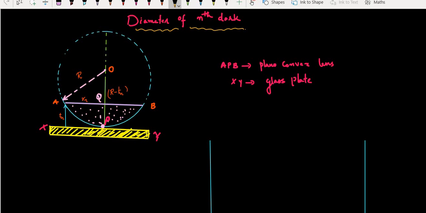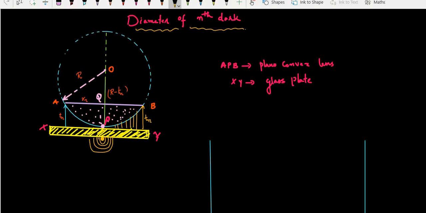APB is our planar convex lens, which is a part of the circle centered at O. Here OA, OP and OB are the radius, which is generally known as the radius of curvature of the lens, and this XY is representing the glass plate. At the point of contact P, we have the dark spot, and as we move away from this point, the thickness of the air film gradually increases, up to the maximum thickness of the air film, which is represented as Tn. Corresponding to each thickness of the air film, we have alternating dark and bright rings of varying radius.